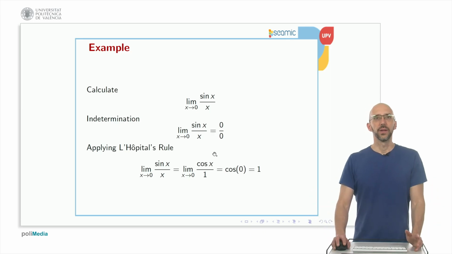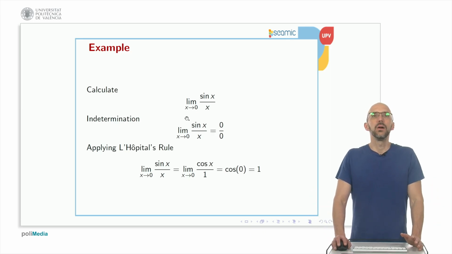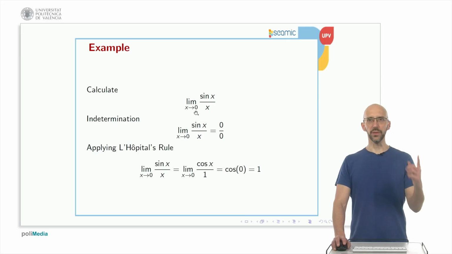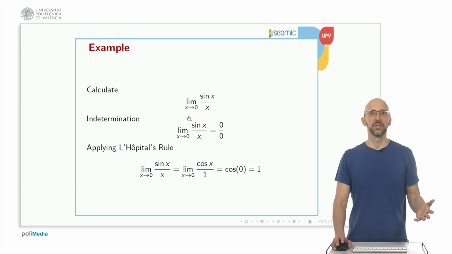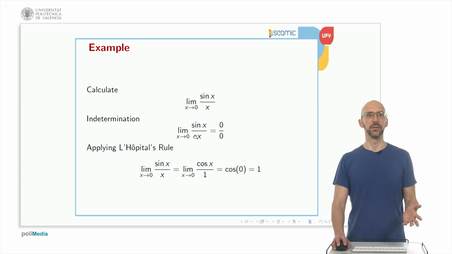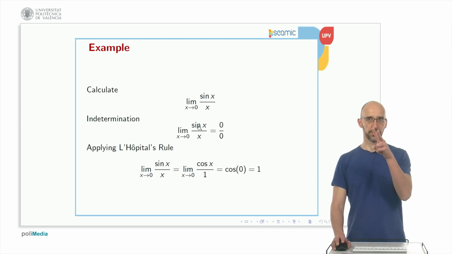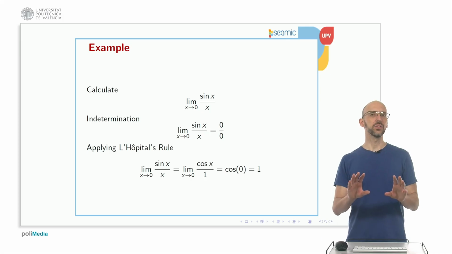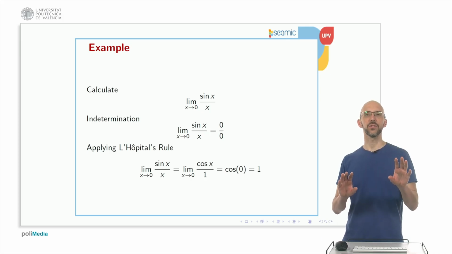Example, let's see. We need to calculate the limit of sine of x divided by x when x approaches 0. First thing you need to do, okay, let's substitute x by 0. Sine of 0, all of you know that is 0, okay? Be careful with calculating trigonometric functions. At least you need to know the trigonometric functions and the main important angles, okay?